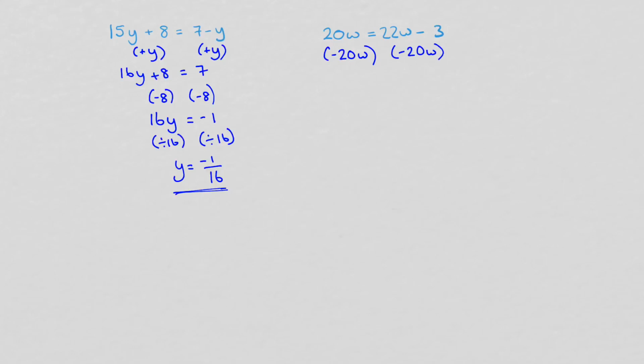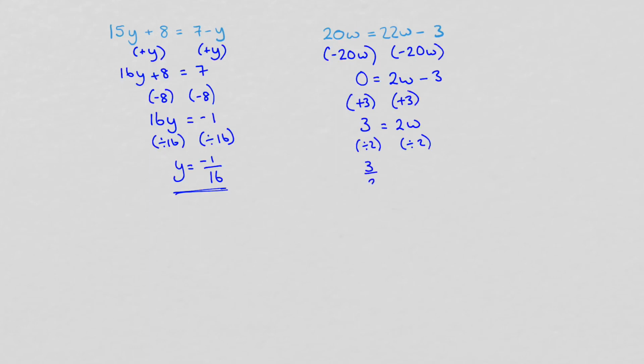So be very careful here now. On the left hand side, you had 20W, you've taken away 20W, so there's nothing there now. On the right hand side, 22W take away 20W is 2W, and you've still got a -3. And it's okay to have a 0 in an equation. So we carry on as normal. So we're going to add 3 to both sides to give us 3 equals 2W. And then divide by 2 because that's the number that's multiplying the W.